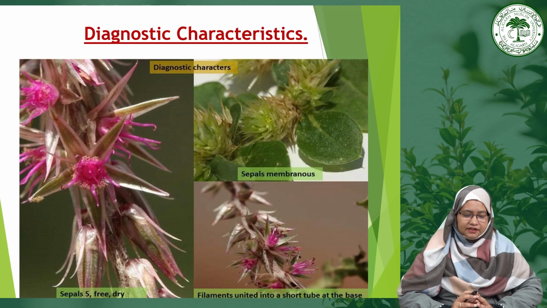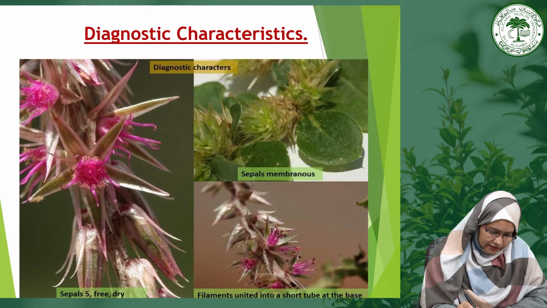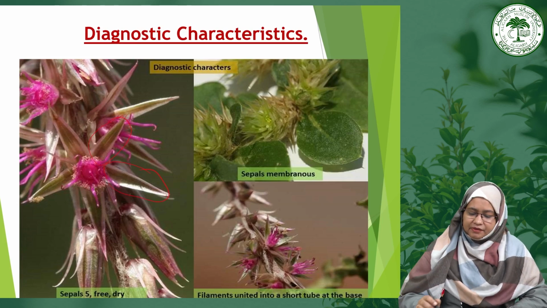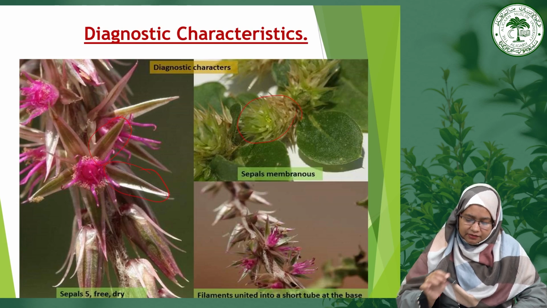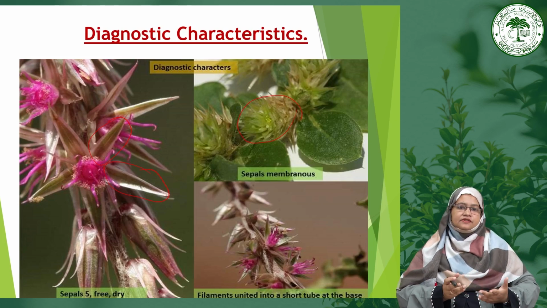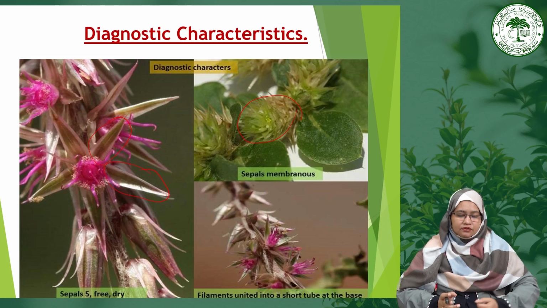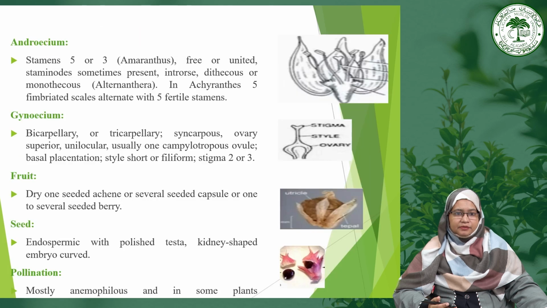So if you see the diagnostic characters, the sepals are free and they are dry. You can see the sepals are very dry in nature. And sepals sometimes also become membranous, as you can see in this particular image. So they are also made up of, sorry, sepals, or you can say the tepals, because the unit of the perianth is tepal. So these are very membranous, and these perianth are petaloid, sorry, tepaloid, that way it is called, in here written as sepals.